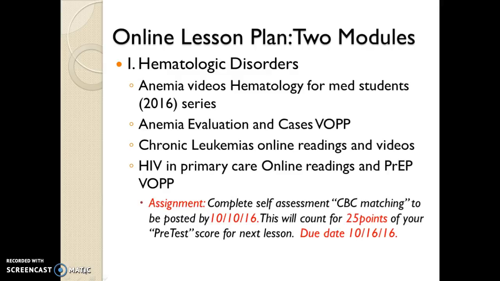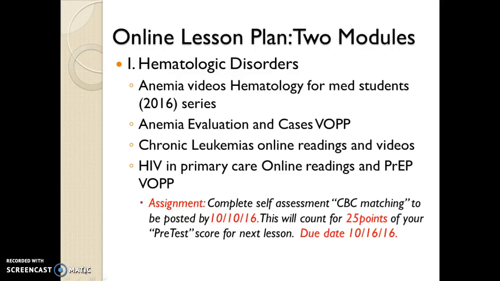And then you will again do some reading on HIV in primary care, looking at the guidelines, as well as looking at the PrEP voiceover PowerPoint that I've prepared for you about one small aspect of HIV care. At the end of that module, this will not be available till the end of the week because I want to have the student presentation involved as well, which you are going to view for the hereditary forms of anemia.